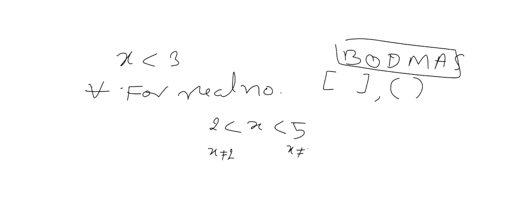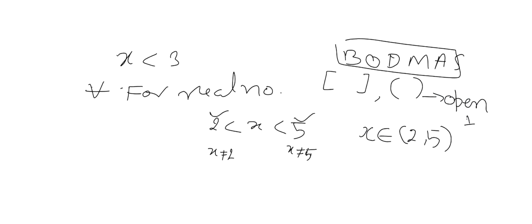It means these points are called boundary points. This and this point are called boundary points. So x belongs to the interval 2 to 5, an open interval. We read it as an open interval. Parenthesis means open interval. What do we read? Open interval.